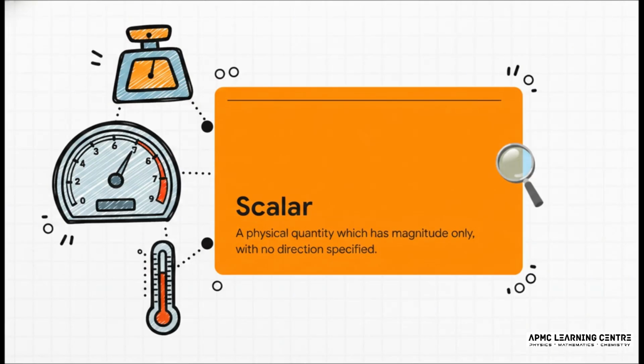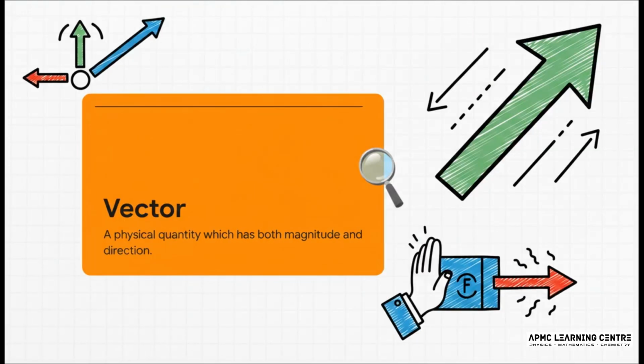So let's grab our first building block. It's called a scalar. A scalar is really just a number, a single value. Think about things like mass or temperature or the speed on your car's dashboard. It just answers the question, how much? And that's it. All right, now for our second, and arguably more interesting, component, the vector.